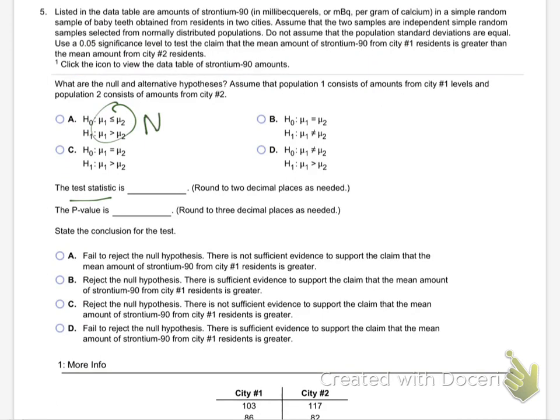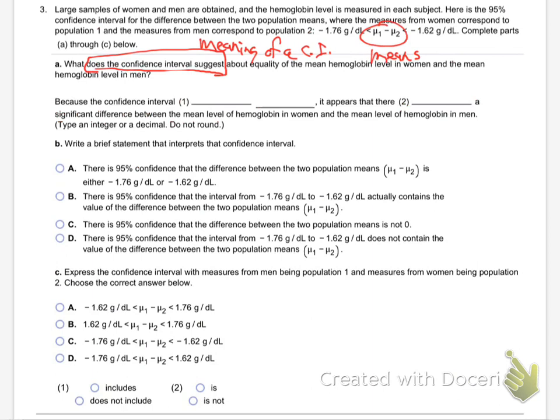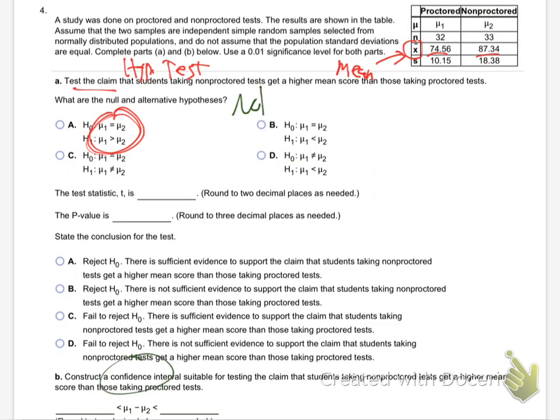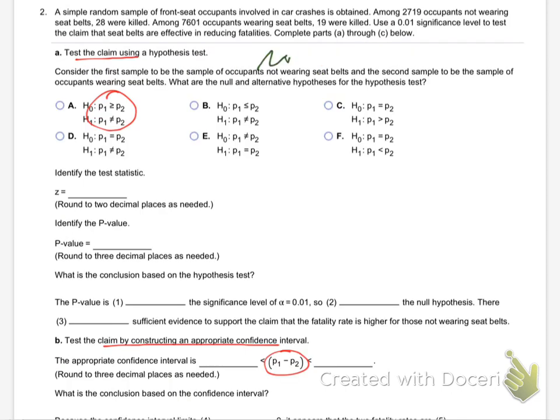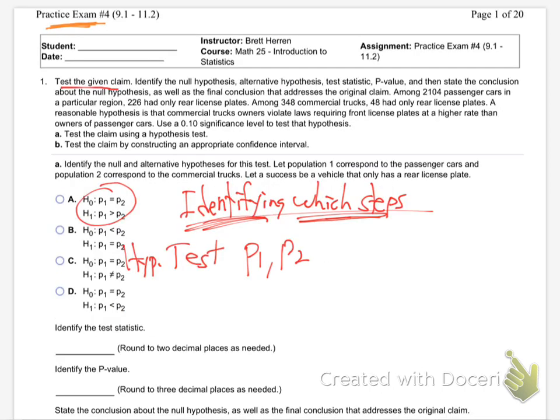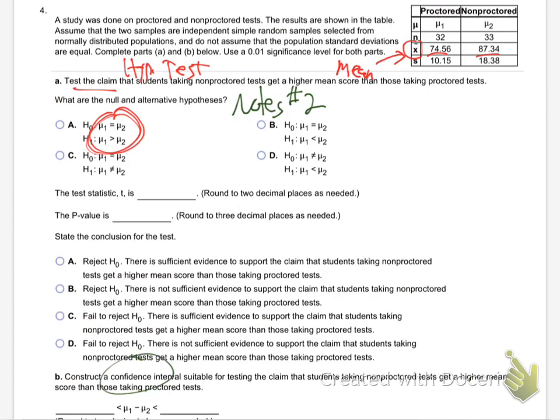See, so I'll just write notes number, what number was it on the notes? Notes number 2. Yeah, maybe that'd be exact. Back on 4, this was notes number 2 as well. Number 3, this was notes number 4, meaning of a confidence interval. Number 2, this was notes number 1, proportions, and number 1 was also notes number 1 because it's proportions.